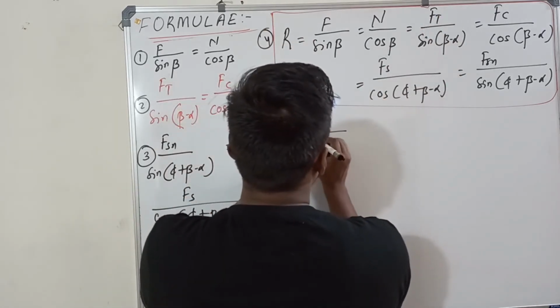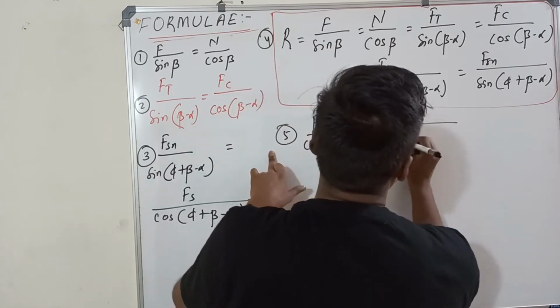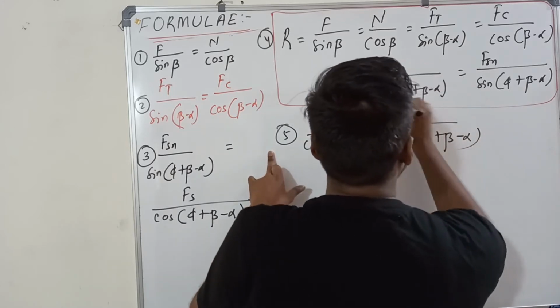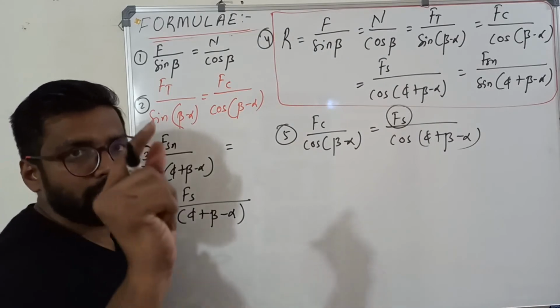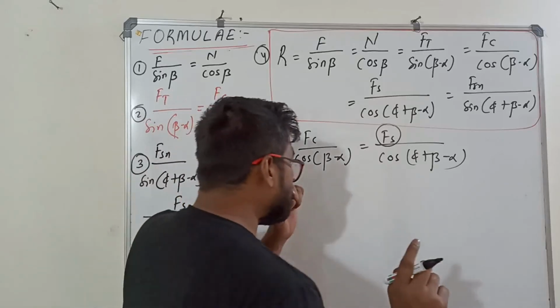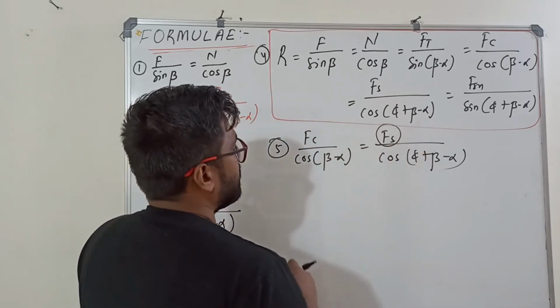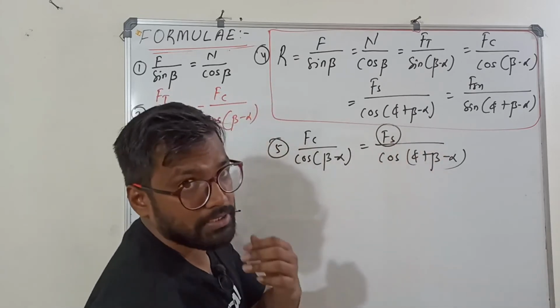Fc by cos beta minus alpha is equal to Fs by cos phi plus beta minus alpha. I am telling you, GATE asks these questions again and again. If you remember, I have told you from the last. Sometimes in the exam they'll ask for Fs, so you can take it from Fc by cos beta minus alpha equal to Fs by cos phi plus beta minus alpha.